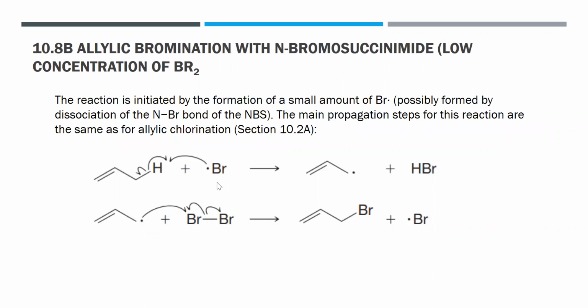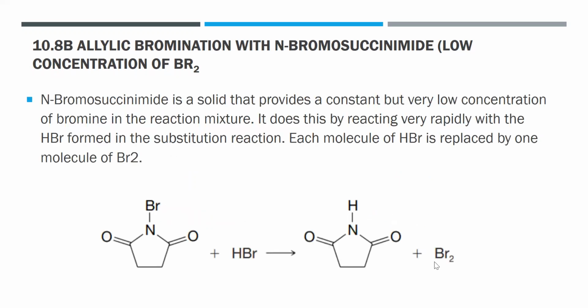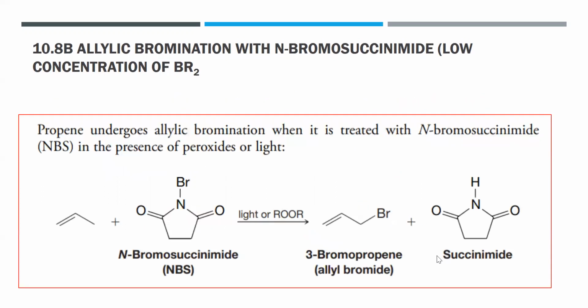Your small amount of your Br dot. So we just get a small amount of your Br dot, and the main propagation step is by the formation of the N-Br bond of the NBS. From the NBS, you get your Br. Generally, the reaction is called the presence of light and ROOR. This one can be broken, the Br dot, and as the reaction proceeds, we produce Br2, and the propagation once you get your allylic radical will form your allyl bromide.